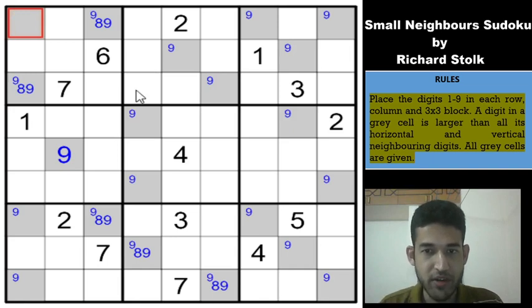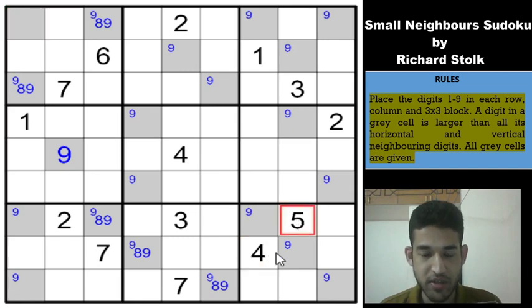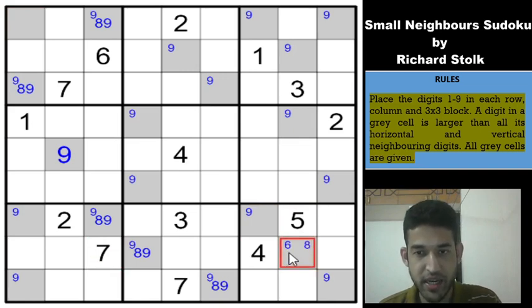And one more thing is that 1 can never be in a grey cell, right? A small thing to observe. So let us look at this box 4, 5. All these two cells must be 6, 7, 8, 9. You have a 7 here. So this would be a 6, 8, 9. A 6, 8 and 9. And this would be 6, 7, 8 and 9, right?